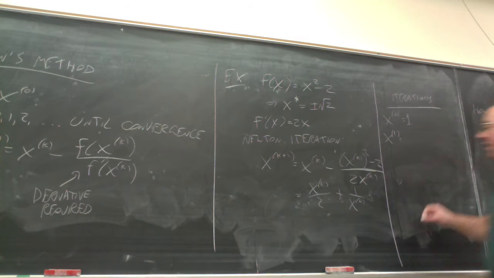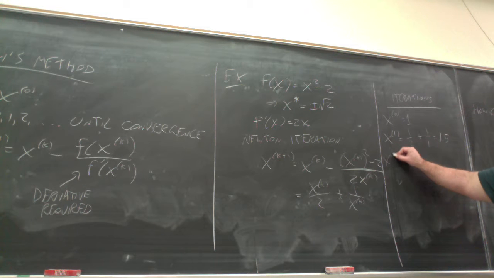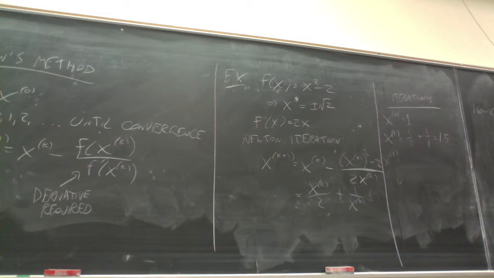So that would be 1 over 2 plus 1 over 1, so that's going to be 1.5. And then I'll plug that in, because square root of 2 is like 1.414, 2135, etc. So getting warmer. So then we have, okay, so now we have 3/4 plus 1 over 1.5.